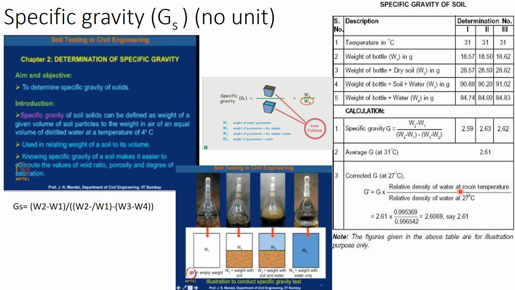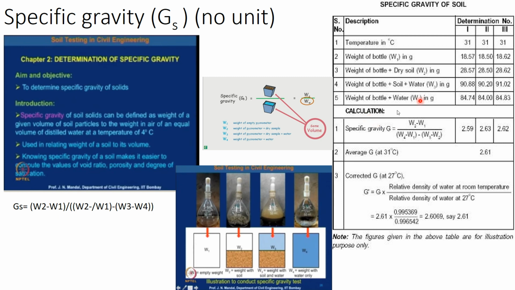Okay, so at room temperature we can find out what is the relative density of water, and at 27 degrees what is that. So we have to apply that correction factor to the measured value. We get this directly from a table because it is established for water. So this at 27 degrees Celsius we have to report. That is our first main thing we have to keep in mind.